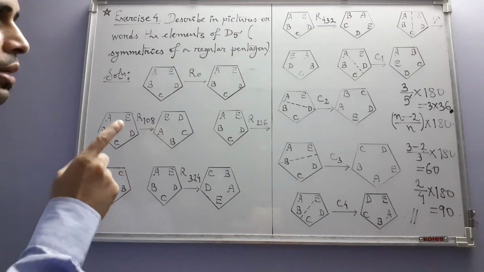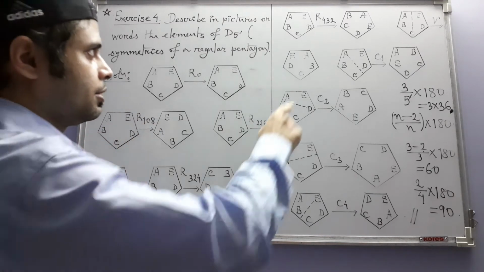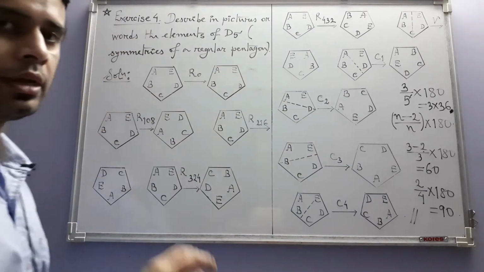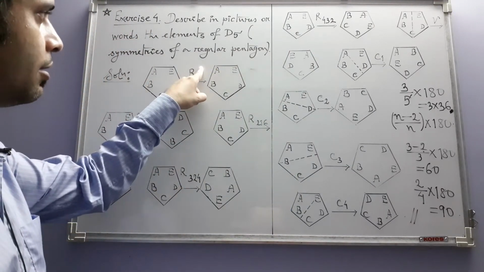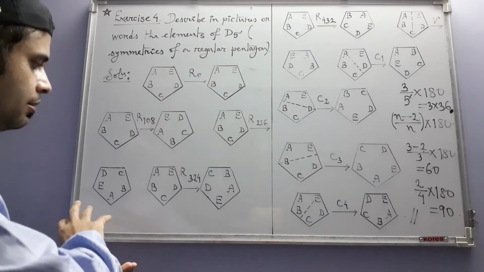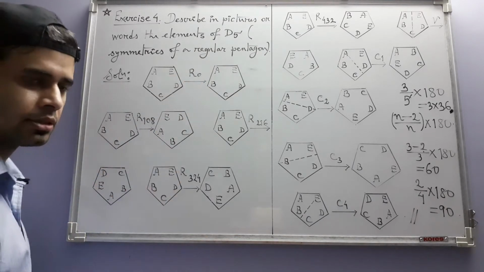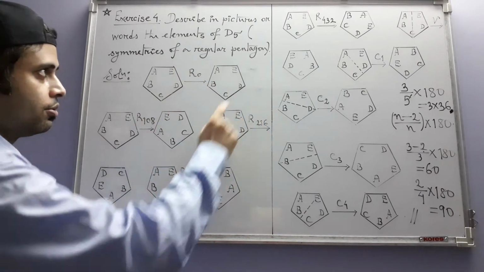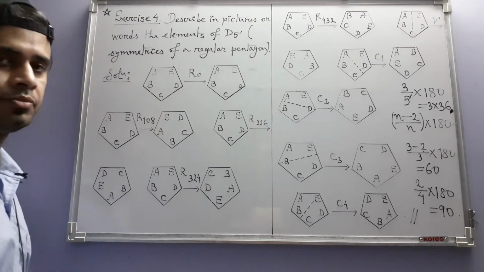Note that if you make one more rotation, then the vertices will come back to their original position, and that will give us R0 back, so we won't get anything new. So by making these rotations, we have got how many symmetries? 1, 2, 3, 4 and 5.